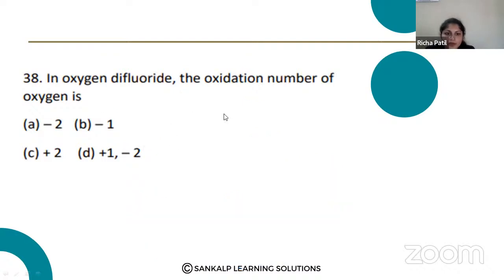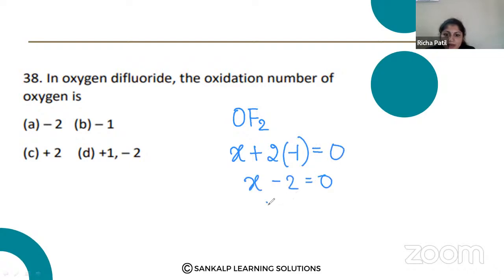In oxygen difluoride, OF2, the oxidation number of oxygen is? Each fluorine is -1. So you can substitute: x plus, fluorine atoms are 2, each is -1, equals 0. So x, what will it be? It is +2. So this is the correct answer. Okay, C is the correct answer.